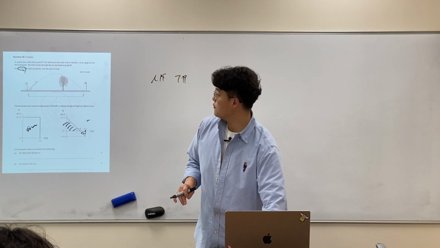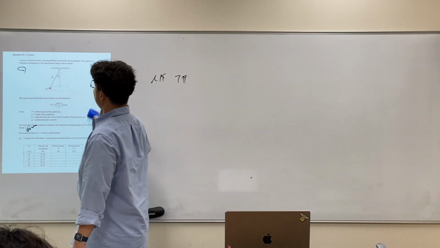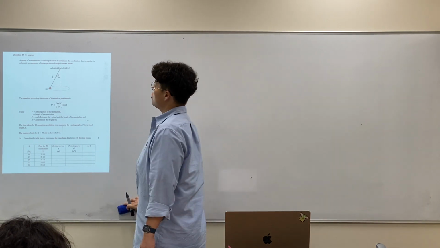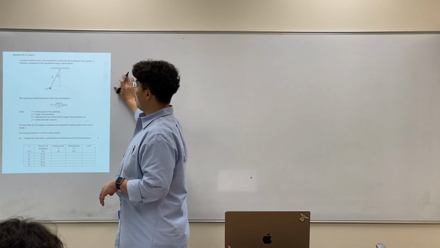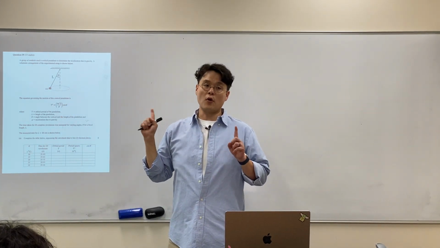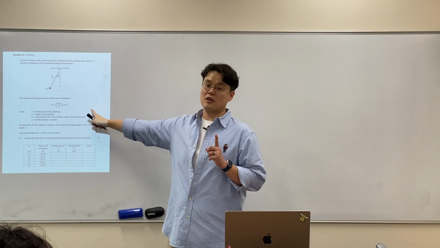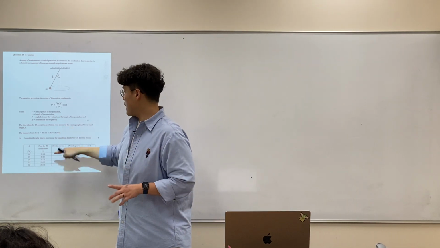Okay, 29. A group of students used a conical pendulum to determine the acceleration due to gravity. A schematic arrangement of the experiment setup is shown below. We are given that, so this is something you need to think about here. This is a formula that you will never see again. I promise you will never see that again unless you're studying physics at university. So you don't need to memorize it, but you're given that.